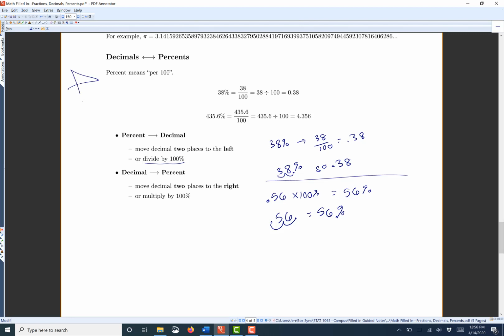This is probably the one part that you will have to remember in this class because our calculators don't always change back and forth easily. So you do have to know how to go between percents to decimals and back again.